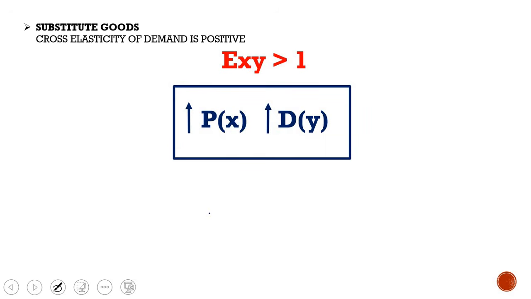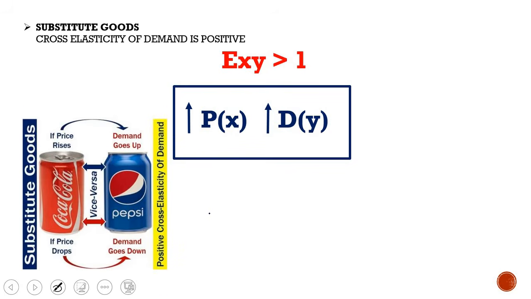Now we look at substitute goods, complementary goods, and independent goods. For substitute goods, the cross elasticity of demand is positive, so E of xy is greater than 1. If the price of good X increases, then demand for good Y will increase, because more people will purchase good Y. This is like Coke and Pepsi. If the price of Coke increases, more people will purchase Pepsi because it is the cheaper option.